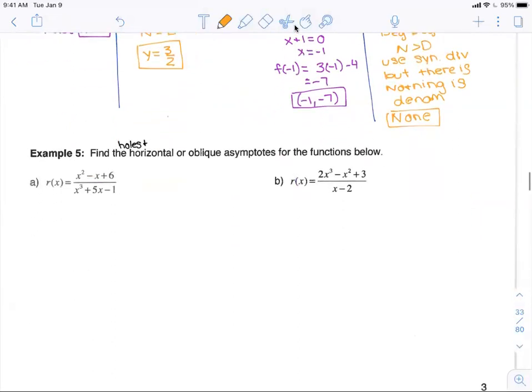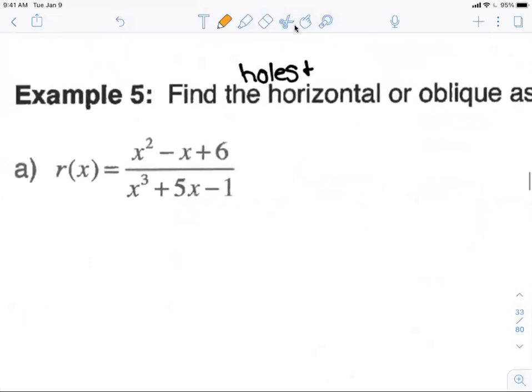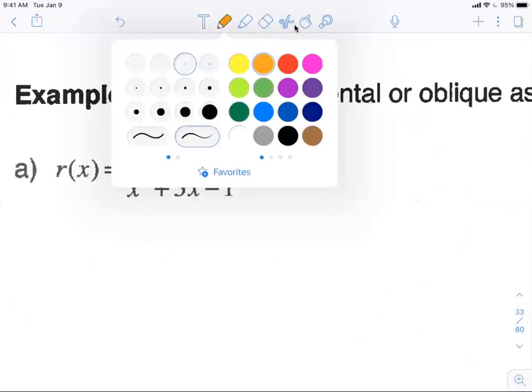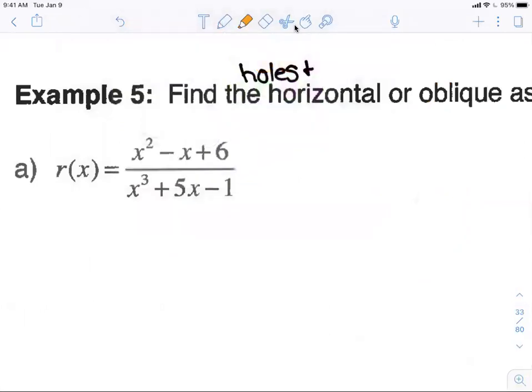All right, continuing on with the exact same directions. For example 5, we're going to start by factoring if possible. For the top one, two numbers that multiply to 6 and add to -1, can't do. The bottom one is an x cubed, so we don't have to worry about doing anything. Cannot factor that. So we're going to look at the degrees here. The degree of this is 2 and the degree of this one is 3.